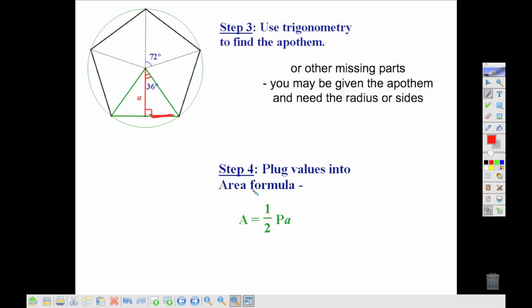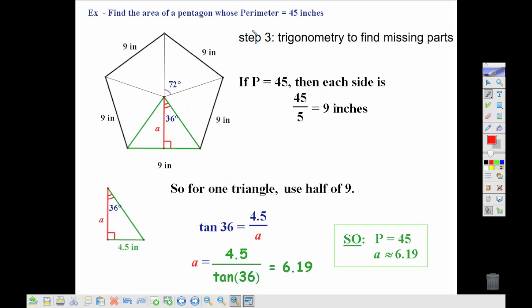Okay, let's look at one here. We've already done the first couple of steps with this pentagon, and we found we have a 72 degree angle, and that gave us this 36 degree angle in this part of the triangle. What we're focusing on is this little triangle here.